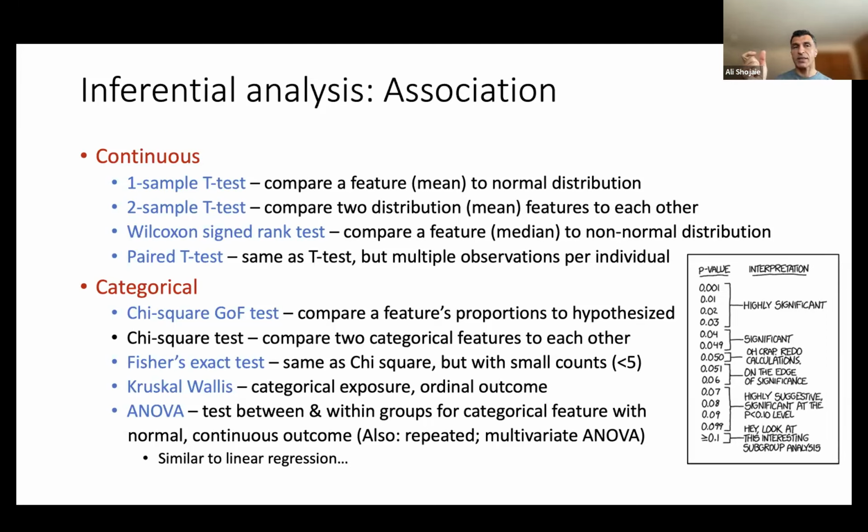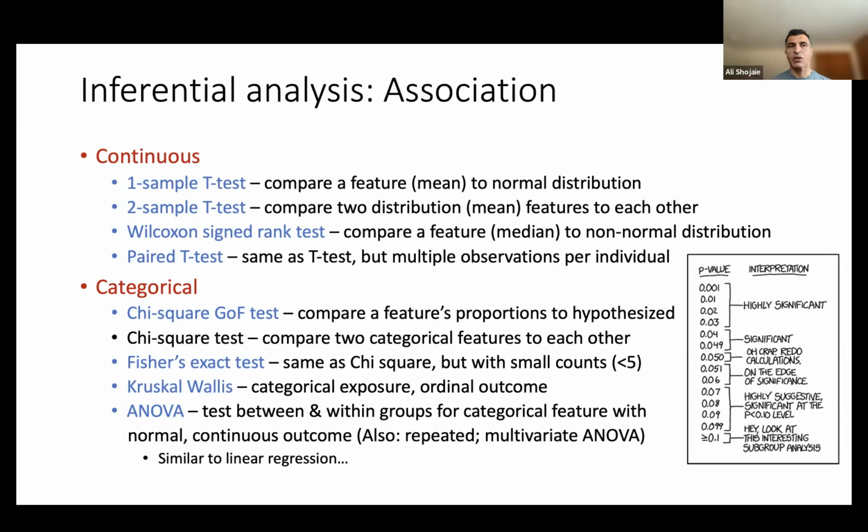Or you could have a paired t-test where you have pairs of individuals and you basically want to compare the means of those. But that's very similar to the two sample t-test, but it has better power because it's using the information from the pairs. You could also have other types of tests for continuous variables. For example, one that is a lot of times used is the Wilcoxon signed rank test that compares a feature to a general distribution. It could be a non-normal distribution. So it's more flexible than the t-test, which is more for a normal distribution.